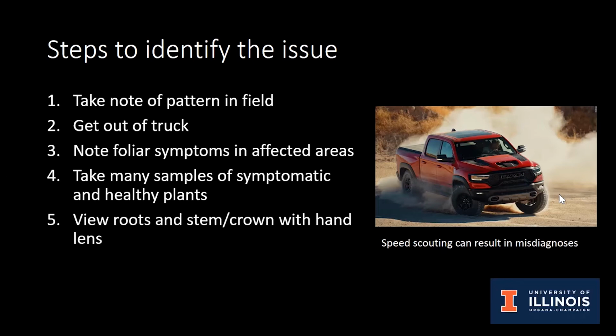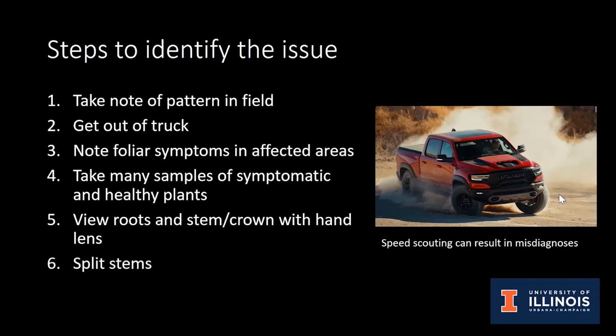And then what you're going to want to do is look at the roots and the stem and crown with the hand lens that you hopefully all own. And that's very important because in order to see a lot of the structures that I'm going to show in these pictures, unless you've had LASIK surgery and have very good eyesight, a lot of these are going to require the assistance of a 10x, 20x hand lens to really help you visualize those structures.